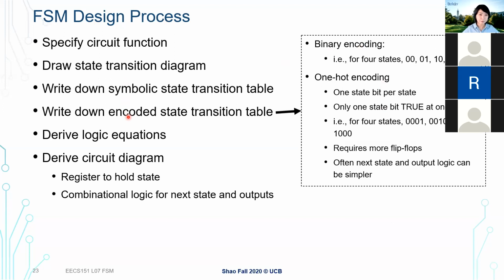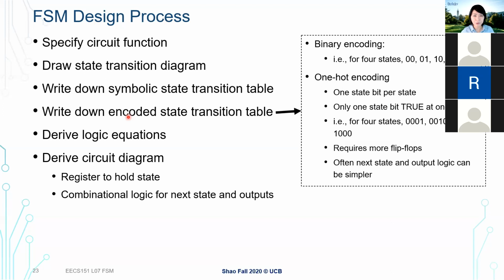And then the following part should be very straightforward. We already talked about that in combinational logic. You get a truth table, you can get your logic expression, Boolean expression, and then you can draw the circuit. One thing different is that instead of just a combinational circuit, you need to have flip-flops to store your states. So that's a very general design process.